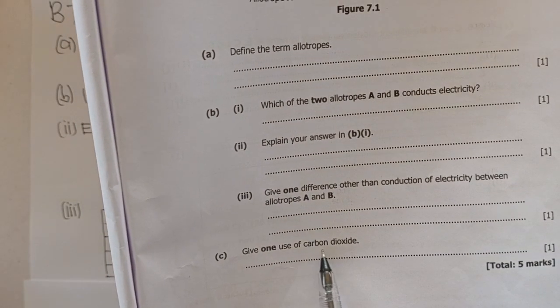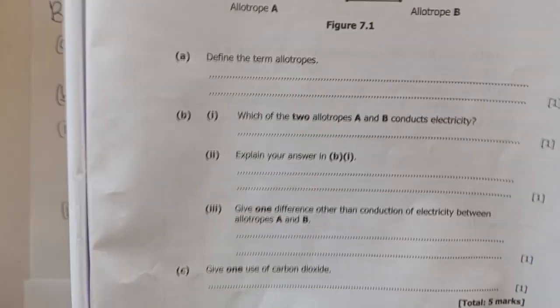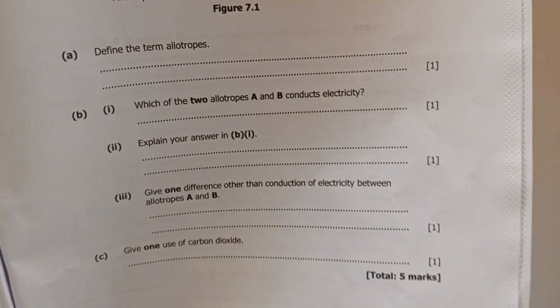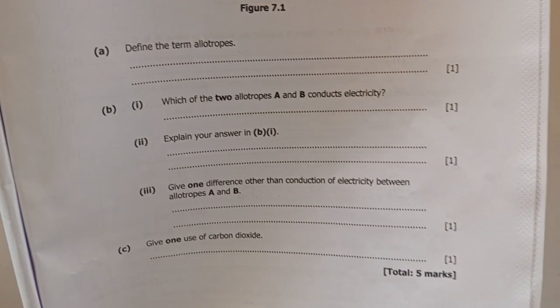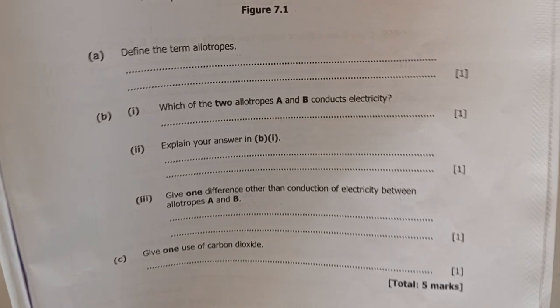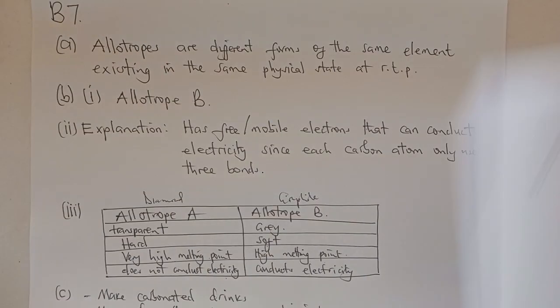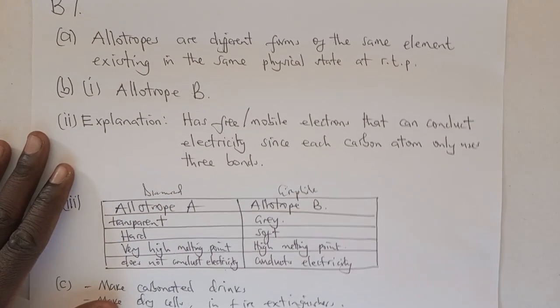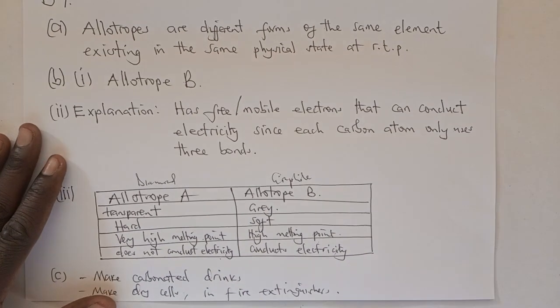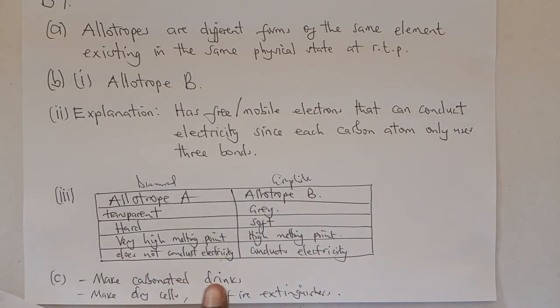Then you give one use of carbon dioxide. Well, carbon dioxide is used in so many ways. It is used in photosynthesis, okay? It is used in manufacture of carbonated drinks. It is used in fire extinguishers, and in many areas. So these are some of the uses of carbon dioxide. We have, it is used to make carbonated drinks, in dry cells, it is used in fire extinguishers, it is used as the main component during the process of photosynthesis, of course, by plants.